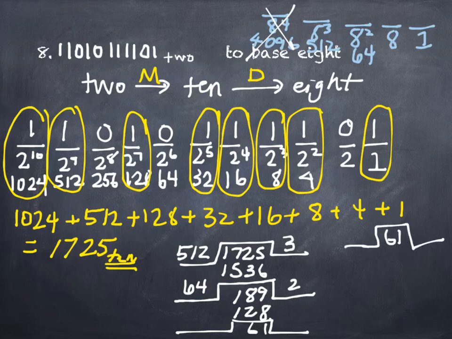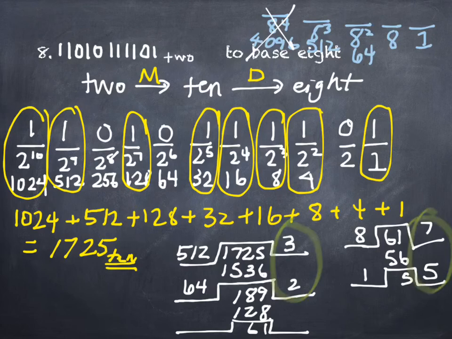What am I going to divide by next? 8? How many times will 8 go into 61? 7 times 8? Okay, 61 minus 56? 5? Okay, and then I'm going to divide by 1, good, and it will go in 5 times. Do you see your solution? 3275 base 8.